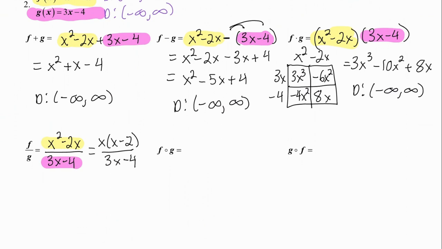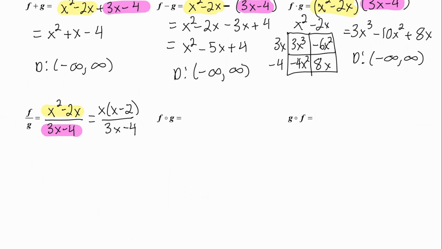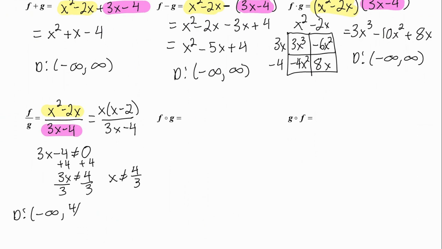So we need to think about, okay, that denominator cannot be equal to 0 here. So we'd set 3x minus 4 cannot equal 0. And we'd have to solve that. So we'd add 4 and divide by 3. So we'd get that x cannot equal 4/3. But I am going to write that in interval notation. That would be negative infinity to 4/3 union 4/3 to infinity. Okay.